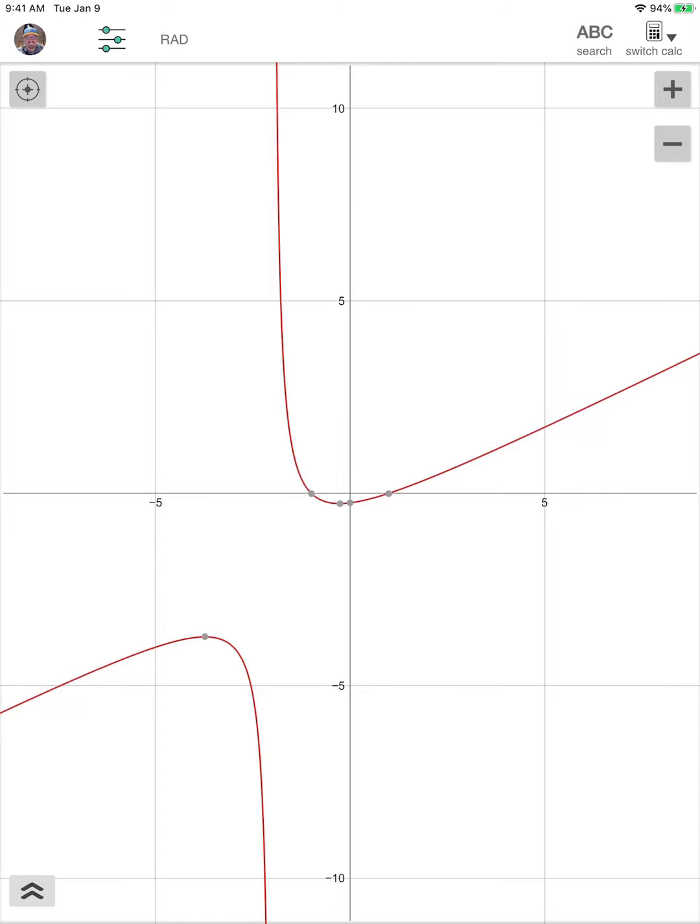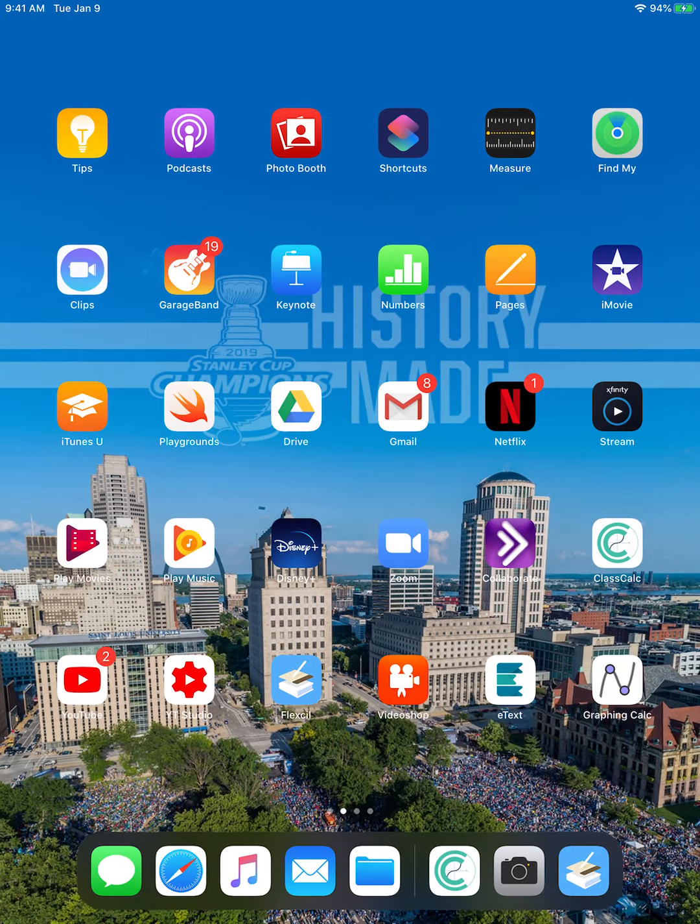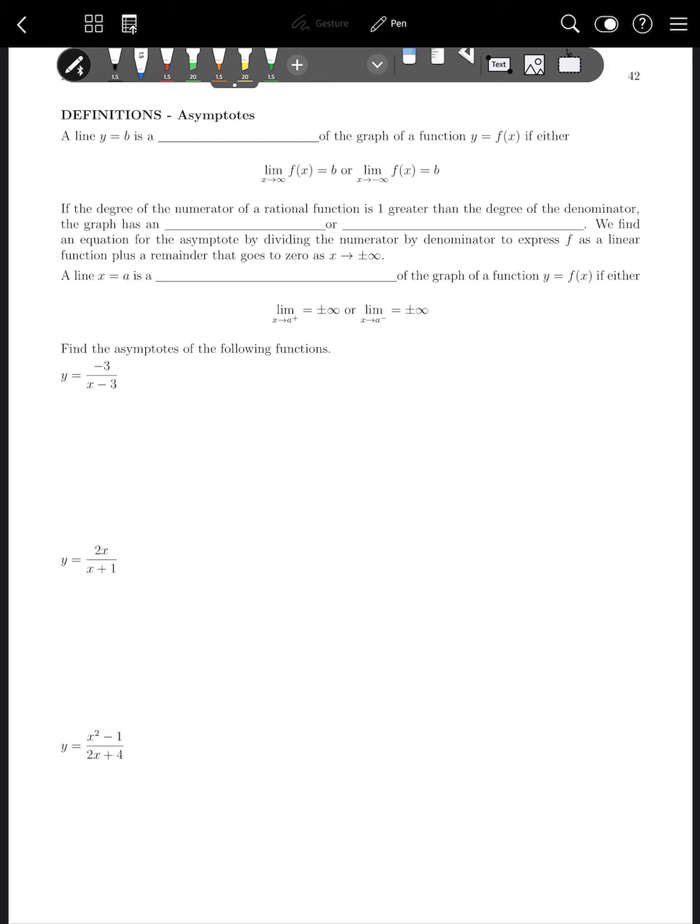We also can get horizontal or oblique asymptotes. Notice that as I go off to infinity over here on the right, as I let x go to infinity, it appears that this thing becomes a line, a straight line, and that's what's called an oblique asymptote, or a slant asymptote. So let's go ahead and fill in those definitions.